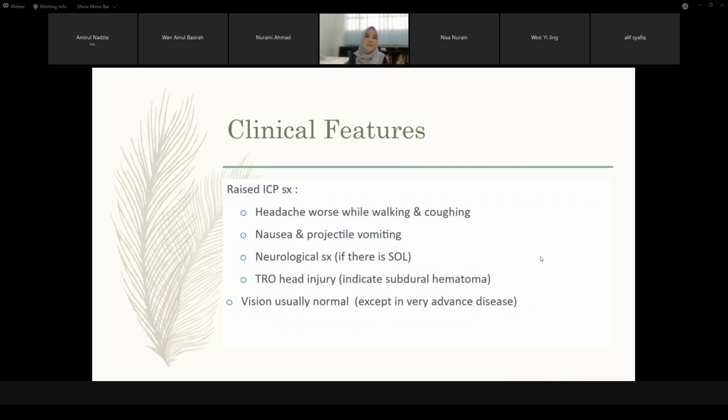Alright. So for the clinical features, the raised intracranial pressure symptoms are headache, worse while walking and coughing, and then nausea and projectile vomiting. Neurological symptoms if there is involvement of a space occupying lesion, and then to rule out head injury, which indicates subdural hematoma. And the vision is usually normal except in very advanced disease.